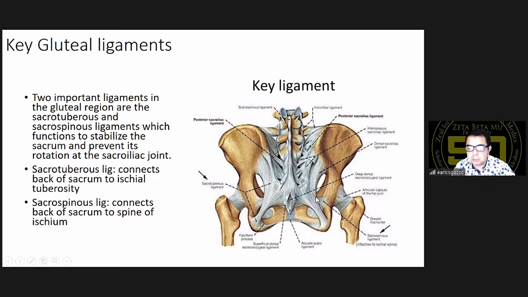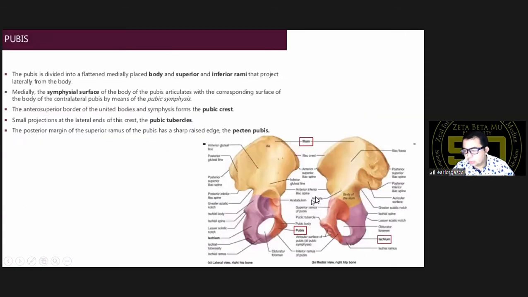The sacrotuberous ligament connects the back of the sacrum to the ischial tuberosity. That's this one. Ischial tuberosity, or the sit bone, the one that you sit upon. This is your sacrotuberous ligament that connects to the back of your ischium. You have your sacrospinous ligament, which connects the back of the sacrum again, behind the sacrotuberous ligament, to the spine of the ischium. Yung kanina, na-mention ko this one.